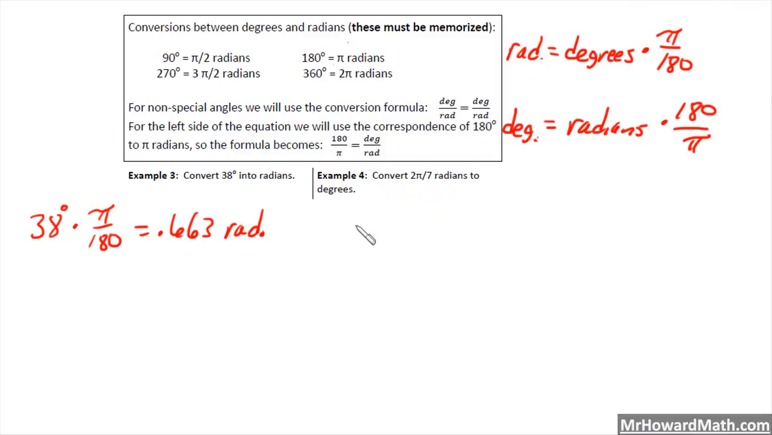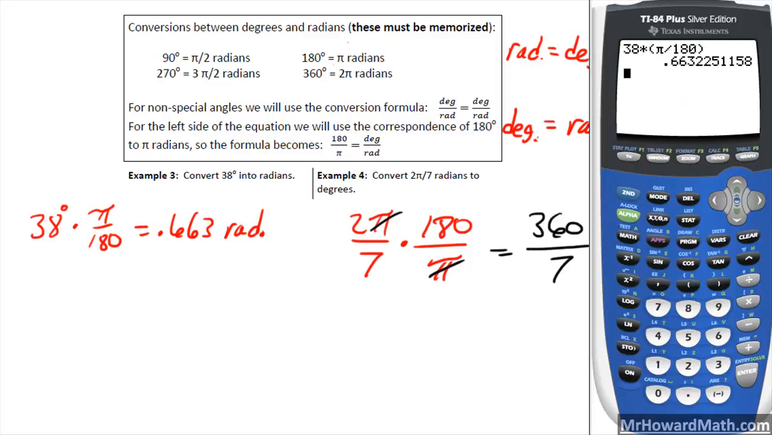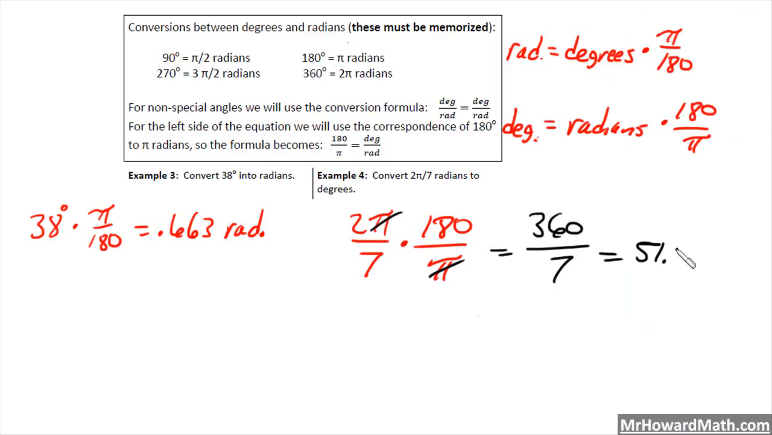Now convert 2 pi over 7 radians into degrees. So we're doing that one right there. So this time we'll multiply by 180 over pi. And if you notice here, the pi's cancel, and 2 times 180, 360 all over 7. And we'll put that part in the calculator, 360 divided by 7. And we get 51.43 degrees. And if you notice here, we took the pi out when we went to degrees. We put the pi in when we went to radians. Alright, so let's continue on with the next topic.